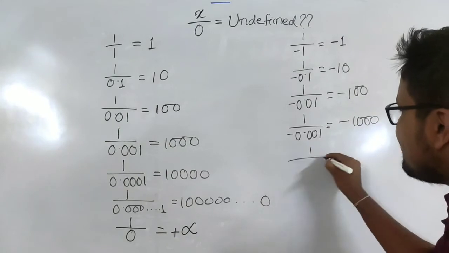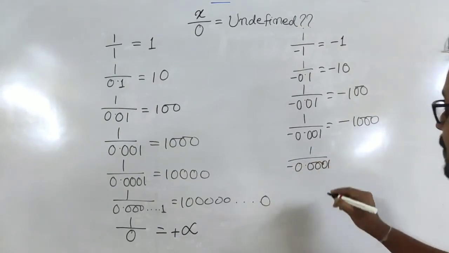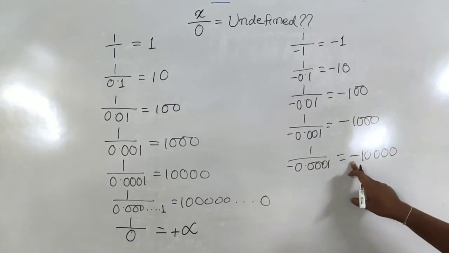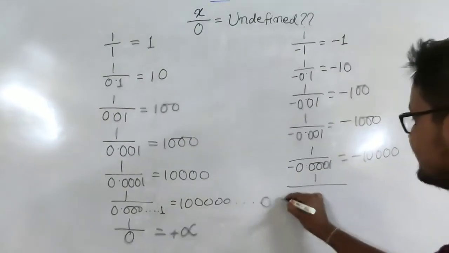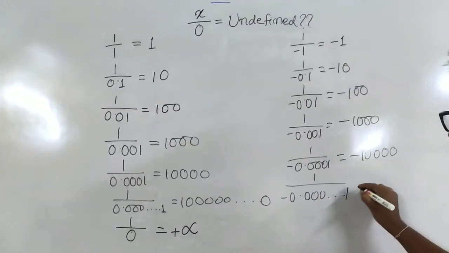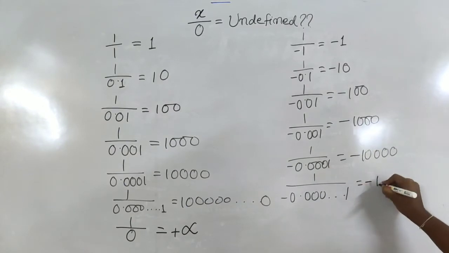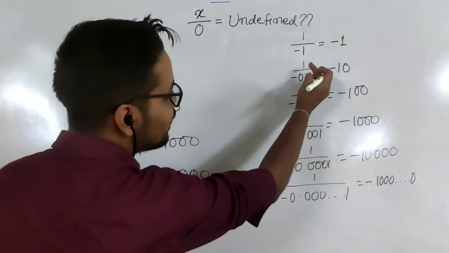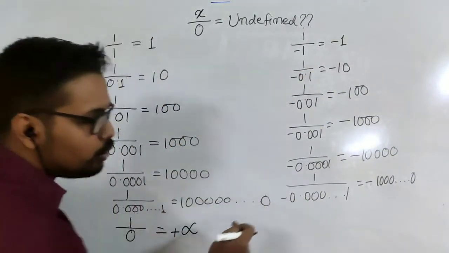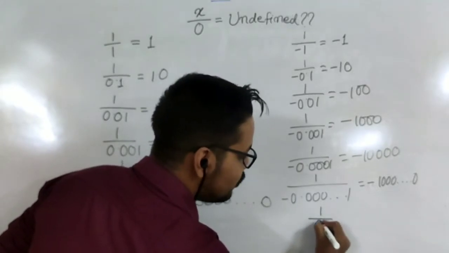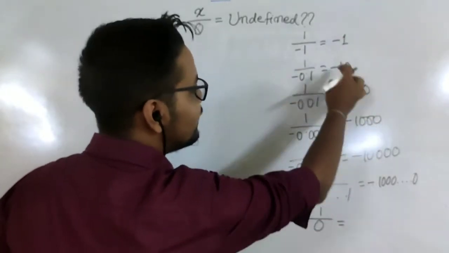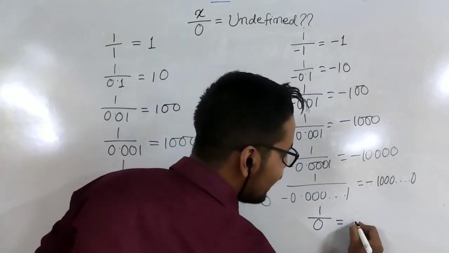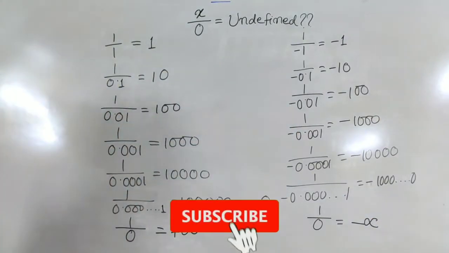And if I keep on doing the same thing, just repeating what I had done earlier, but this time with the negative, I keep on finding values that are getting bigger and bigger, but in the negative direction. So if I keep on doing the exact same thing, with 0.000...1, I'm going to get a negative of 1 followed by zeros. Ultimately, here also I am trying to get closer and closer to 0. So as I move towards 0, what I see from this series is that the number is getting bigger and bigger, but in the negative direction. That means what I am going to get is negative infinity.